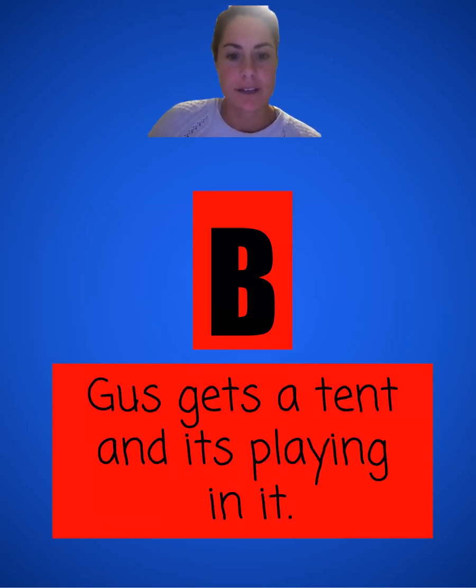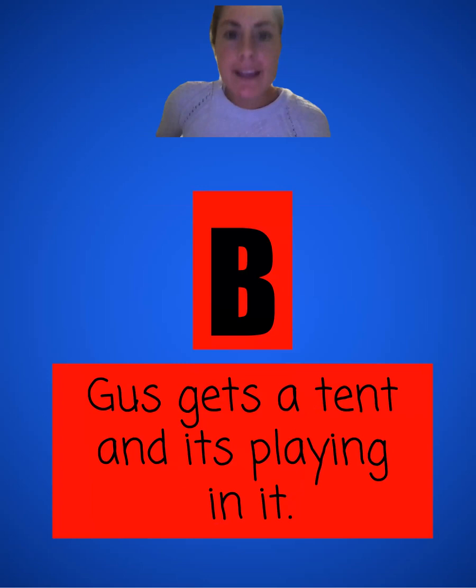All right, Miss Cliggett's here for the B. What's the B? What's the beginning of the story? Do you remember all the way? What happened in the beginning of the story? It wasn't Gus inside, right? What was the beginning of the story? Yeah, Gus gets a tent and is playing in it. He got some toys and he got his sandwich or something. So he was playing in his tent.